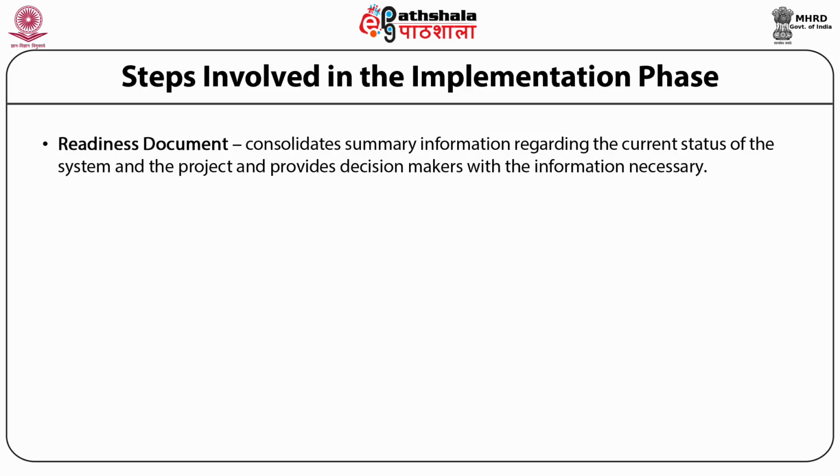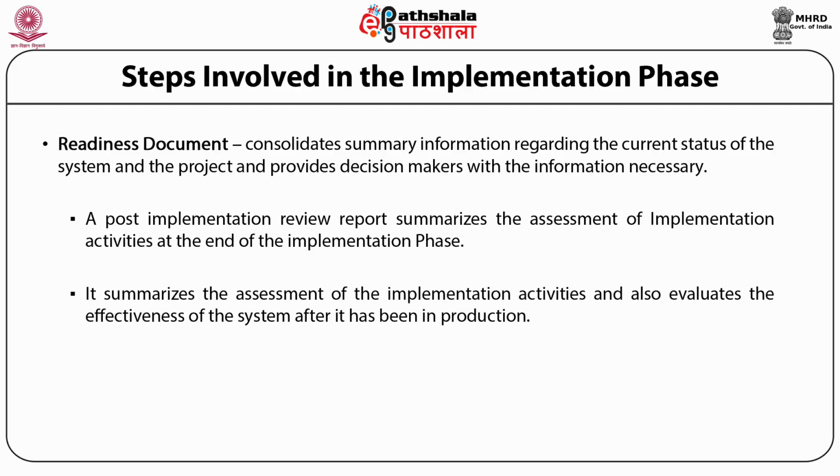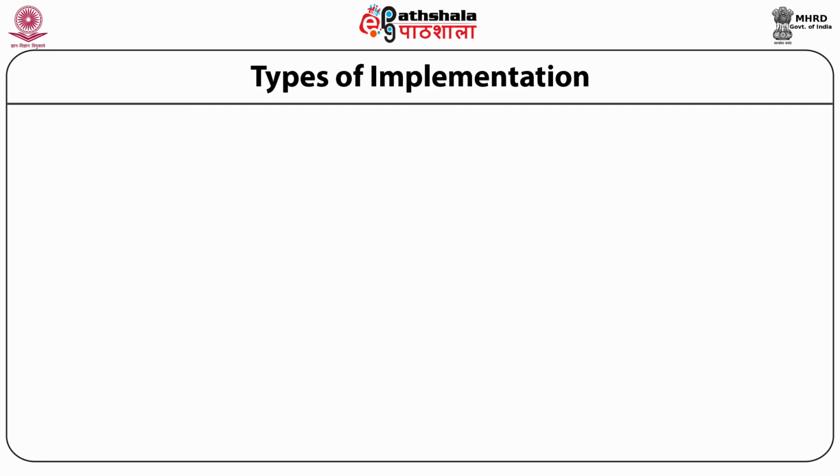Now this consolidates summary information regarding the current status of the system and the project and provides decision makers with the information necessary. It may include a checklist of all work products, acceptance test results, other indicators of success, measures, and deliverable acceptance. A post-implementation review report summarizes assessment of the implementation activities at the end of the implementation phase. Now, this summarizes assessment of the implementation activities and evaluates effectiveness of the system after it has been in production. It helps to determine if the system does what it is designed to do. Now let us look at the types of implementation.